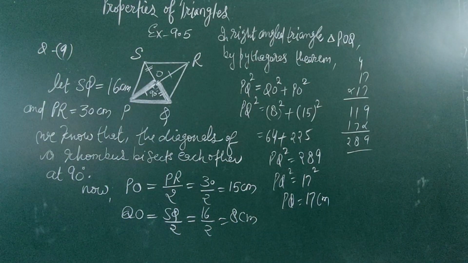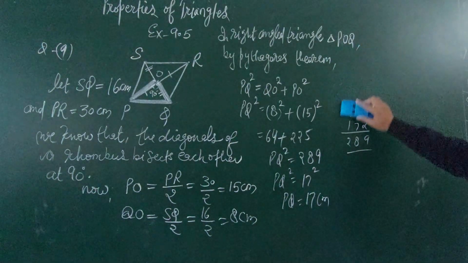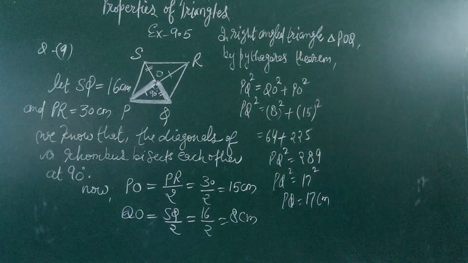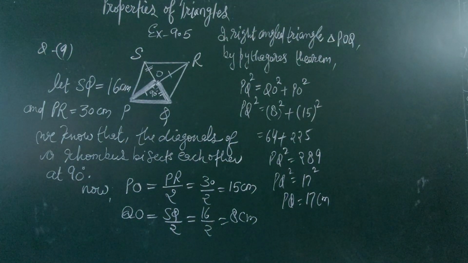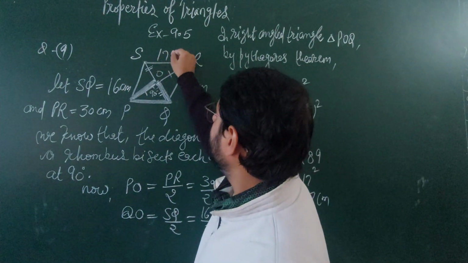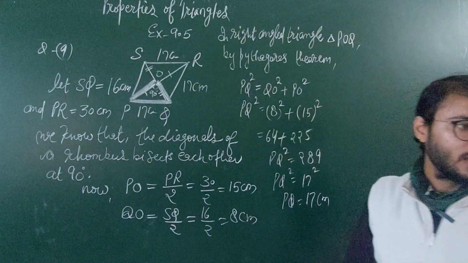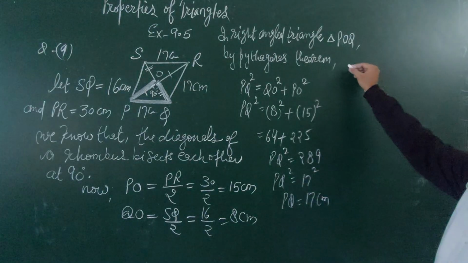We have calculated the side of the rhombus, and we know in a rhombus all sides are equal. So every side will be equal to 17 centimeter: 17 centimeter, 17, 17 centimeter, and PS will also be 17 centimeter.